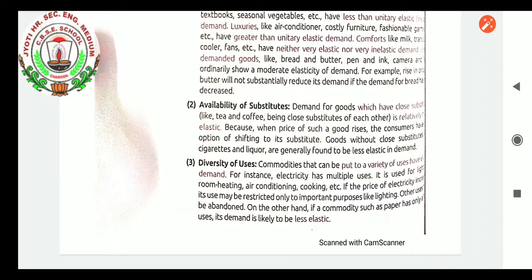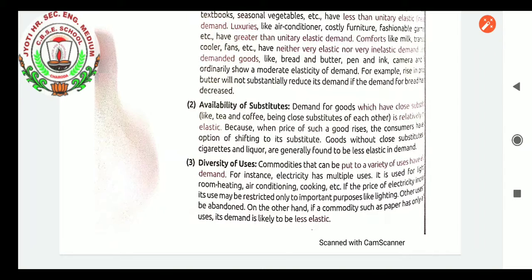Diversity of uses. Some commodities have multiple uses. A commodity that can be put to a variety of uses has higher elasticity of demand. For instance, electricity has multiple uses. It is used for lighting, room heating, air conditioning, cooking, etc. If the price of electricity increases, its use may be restricted only to important purposes like lighting. Other uses can be abandoned. On the other hand, if a commodity such as paper has only one use, its demand is likely to be less elastic. So these are the various factors, students.